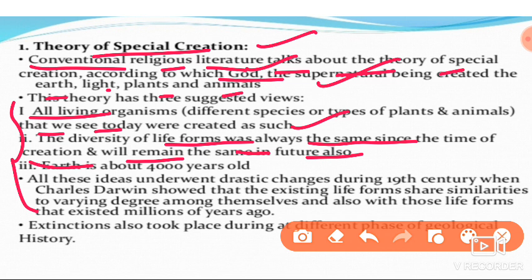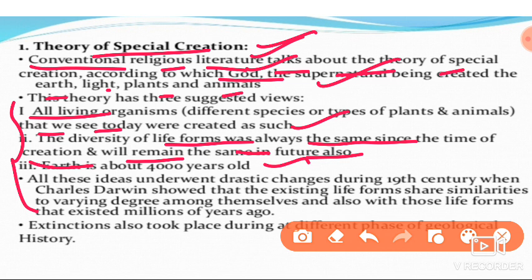And the third one, the earth is about 4000 years old. But what we studied in the last video lecture is that earth formed 4.5 billion years ago. What this theory says here is that the earth is only 4000 years old, not millions or billions of years.